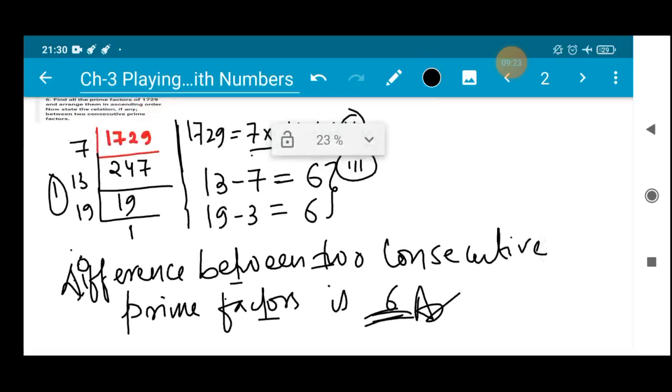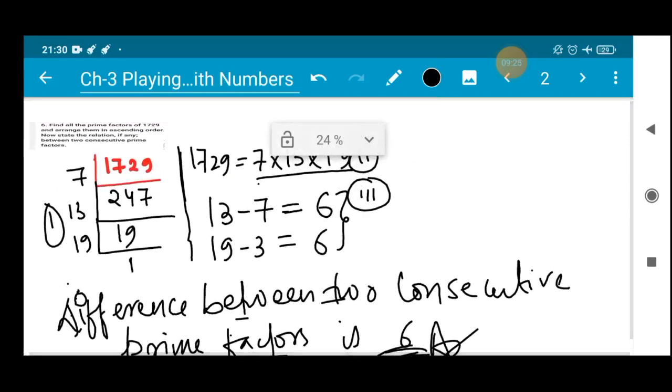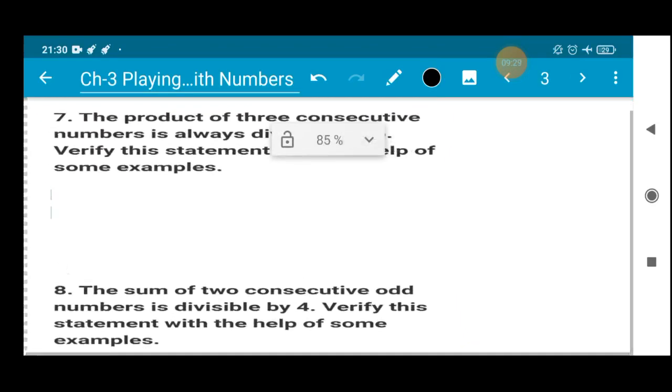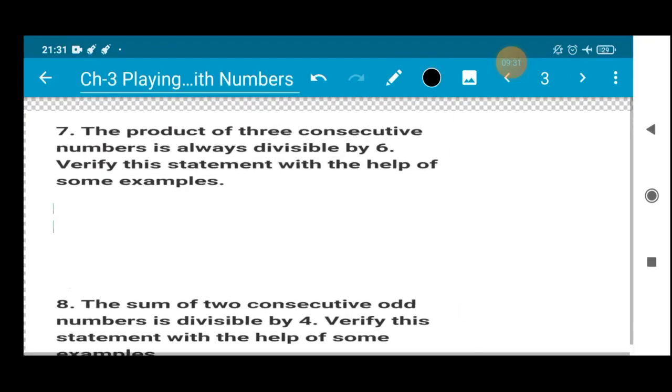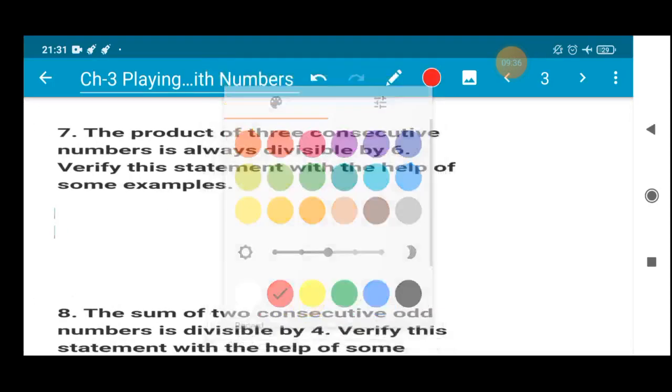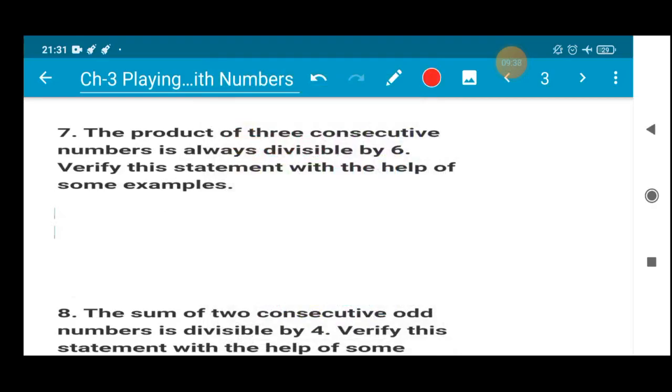Okay, so I hope you people have understood this. So let's now proceed to the next question. Okay, next question we have is question number 7 here. Let's first solve this. The product of three consecutive numbers is always divisible by 6. Verify this statement with the help of some example.